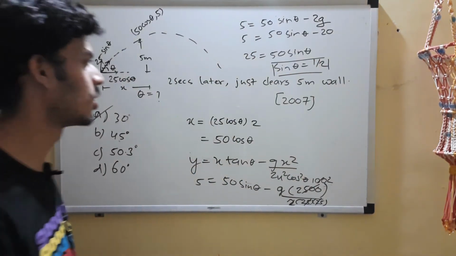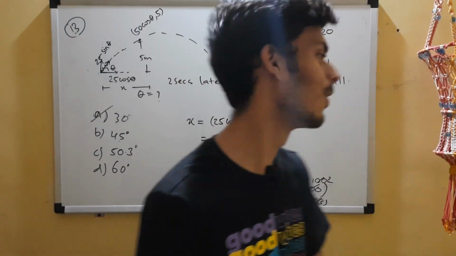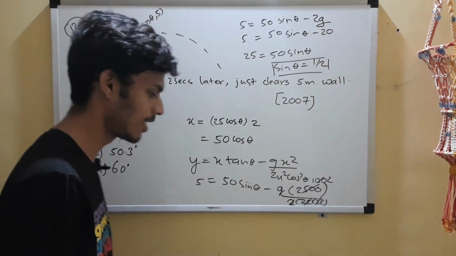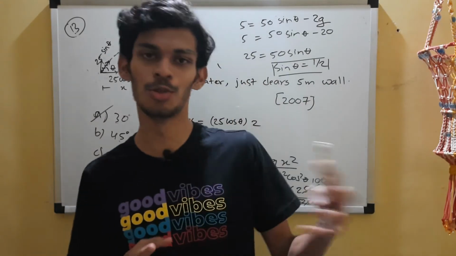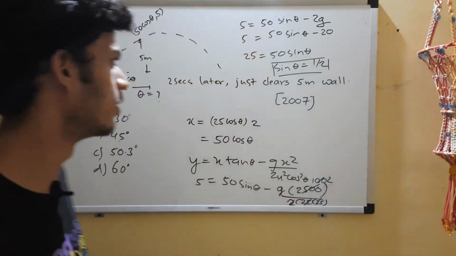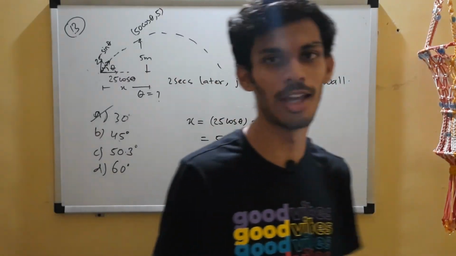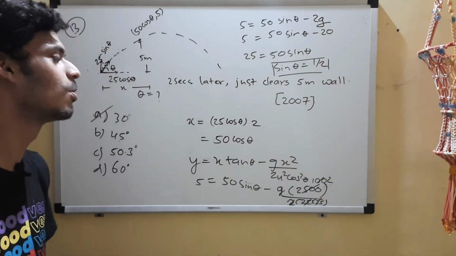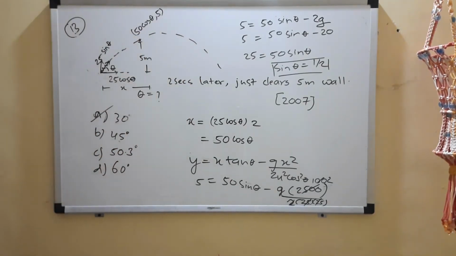So the approach was not so clear, but yeah, this is the way you should do it. Okay, so over to the next question. I know today's class is going to be a bit lengthy because this chapter has a huge weightage in BITSAT. And most of the questions are from projectile motion, as you can see. Okay, so 3 to 4 questions to go, and then we'll wrap up. Let's go to the next question now.